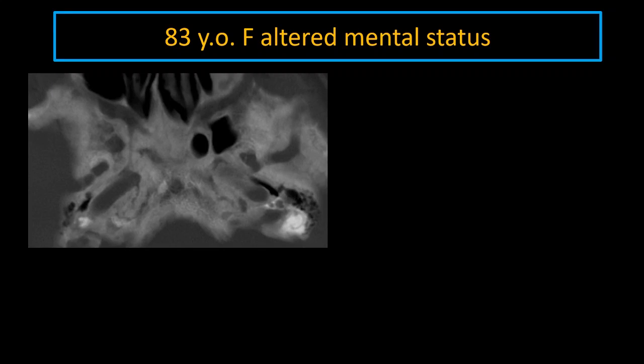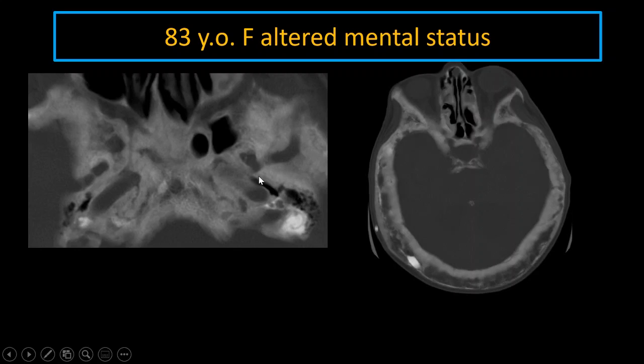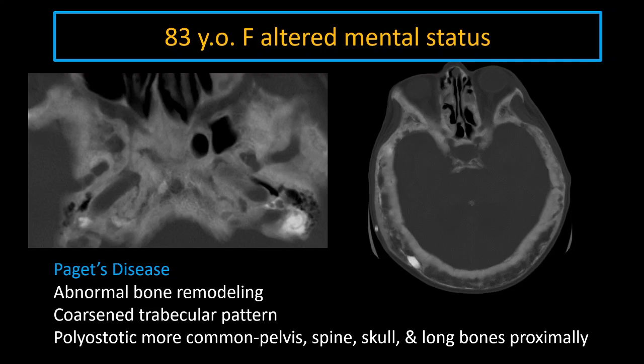In this 83-year-old female with altered mental status, we can also see this relatively sclerotic appearance to the sphenoid and the central skull base. When we look elsewhere in the calvarium, we can see that there's marked thickening of the diploic space, which is expanded and has this cotton wool type of appearance, and this is a classic example of Paget's disease, which has a coarsened trabecular pattern and is related to abnormal bone remodeling. The polyostotic form is more common than monoostotic, and it can involve multiple bones, including the calvarium.